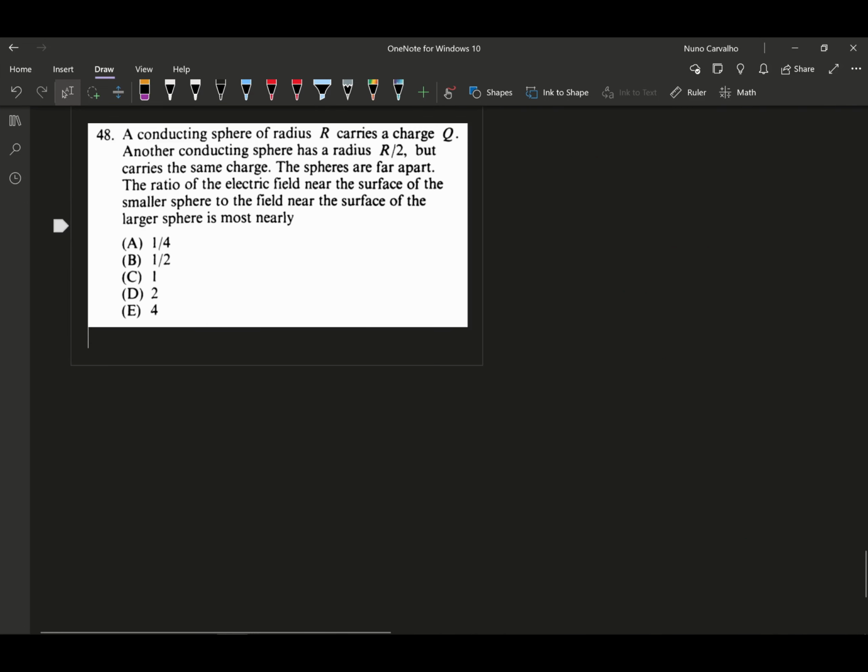For number 48, we're asked that a conducting sphere of radius r carries a charge q, and then another conducting sphere has a radius r divided by 2, and also the same charge.